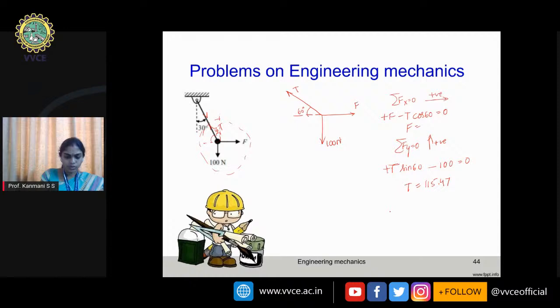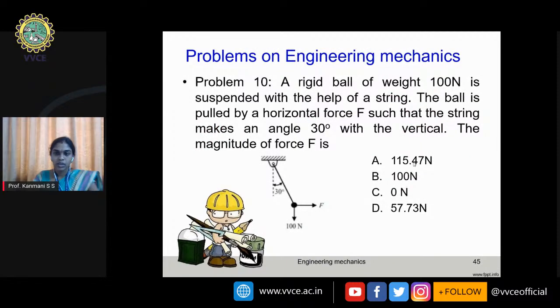Therefore, F is equal to T cos 60, you will get around 57.7 Newton. So let me see the answers if we have that F. So yeah, the F value we have is 57.73. This is the right answer for F. So this is the problem. Then I'll move on to the next problem.